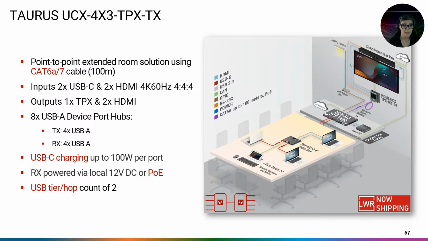You're going to be able to do your outputs. You're going to have 1 that is going to go to your receiver, and then 2 that can go to displays. And you're going to get the ability to add up to 8 different peripherals because you're going to have 1 4-port hub on the transmitter and 1 4-port hub on the receiver for a total of 8. You're also going to be able to do that charging just like all the rest of the Tauruses. You're going to be able to power that receiver either from the transmitter or at the receiver, depending on what you want to do. And again, combined, they're only going to take up 2 hops or tiers.